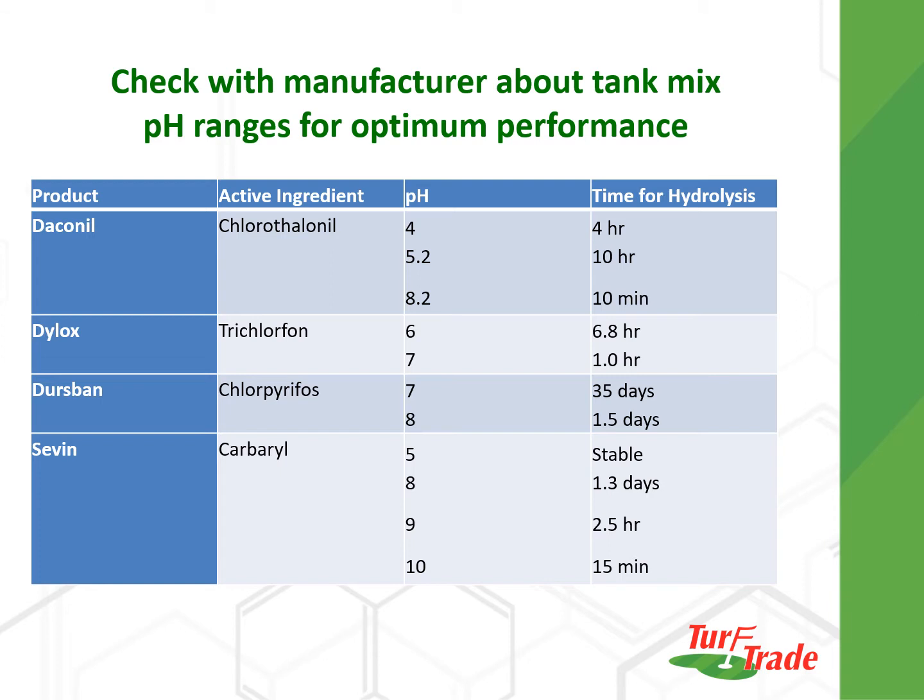Look at chlorpyrifos, that's another one, very dramatic. At a pH of 7, you have over a month before alkaline hydrolysis is going to start. But if that pH level goes up just 1 point, up to 8, you only have 1.5 days. So you can see the pH levels are very important for different chemicals.